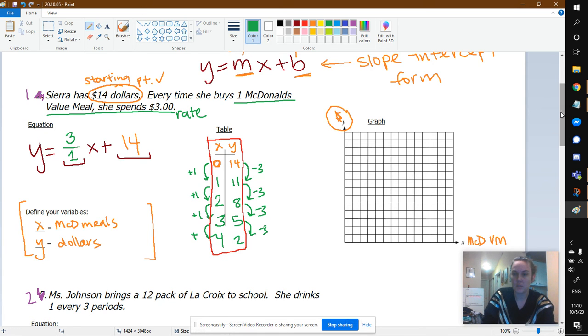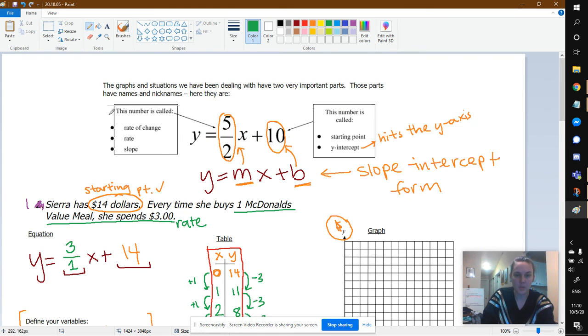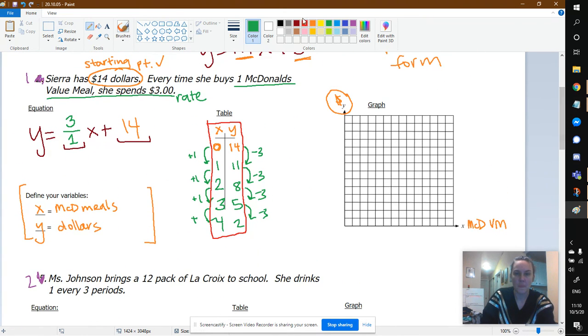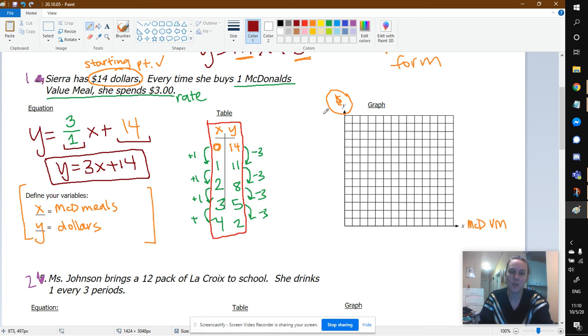So again, rate, let's move this up. This is change in y divided by change in x. And then if we wanted to simplify this, 3 divided by 1 is just 3. So this becomes 3x plus 14 is our equation.